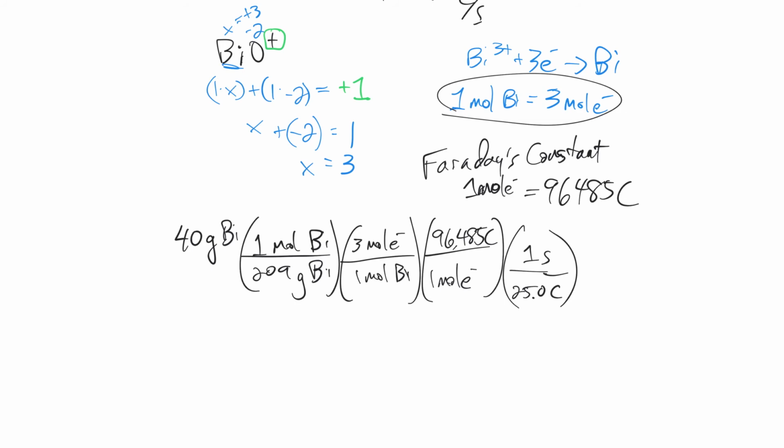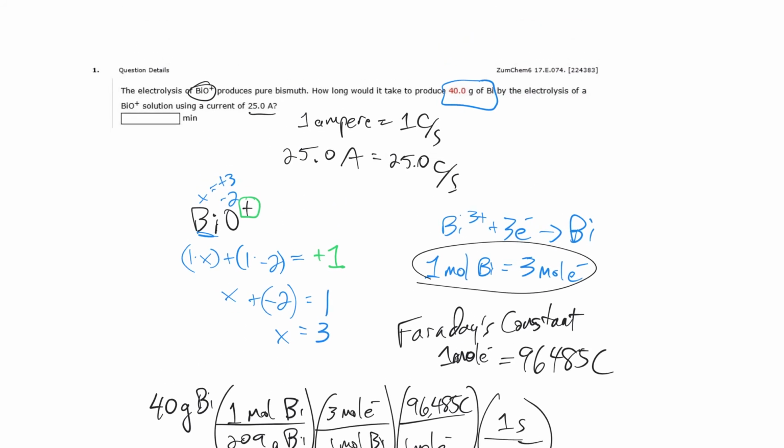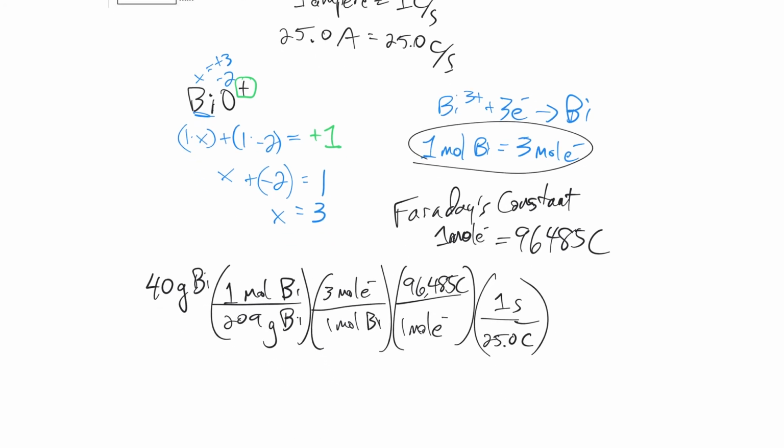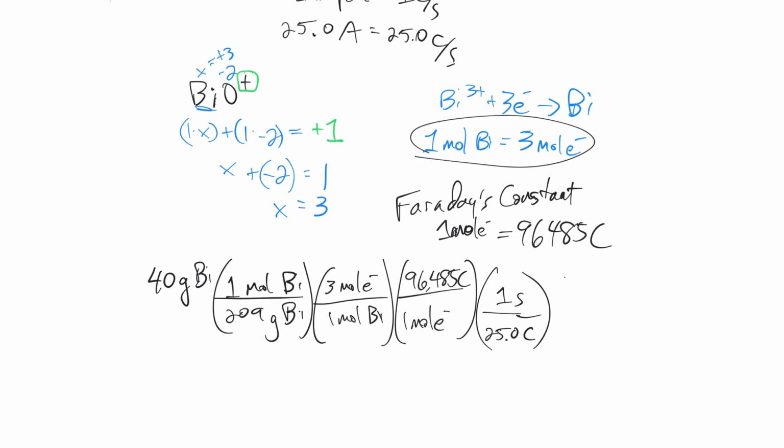Now we're in the frame where we could stop here and get time, but WebAssign is a little more specific. They want the unit for time to be in minutes, so we're going to carry this one step further, allowing us to cross out seconds to get to minutes. So if you follow the units, grams of bismuth goes away, moles of bismuth goes away, moles of electrons goes away, coulombs goes away, seconds goes away. The only thing that's not crossed out is minutes.